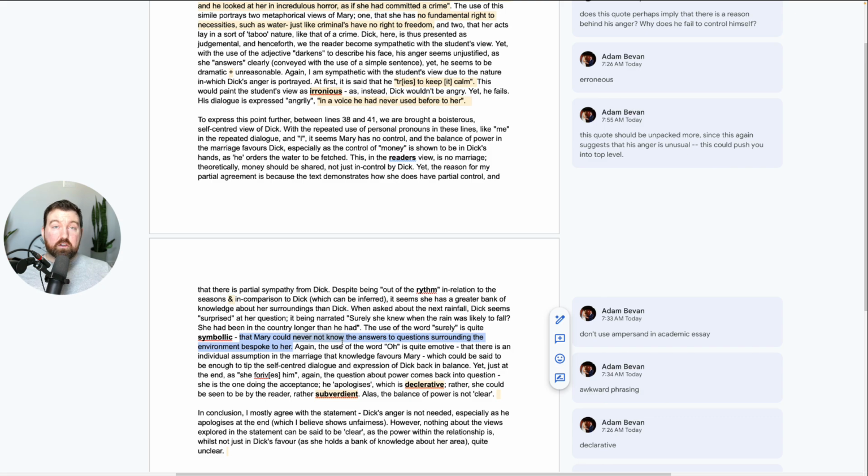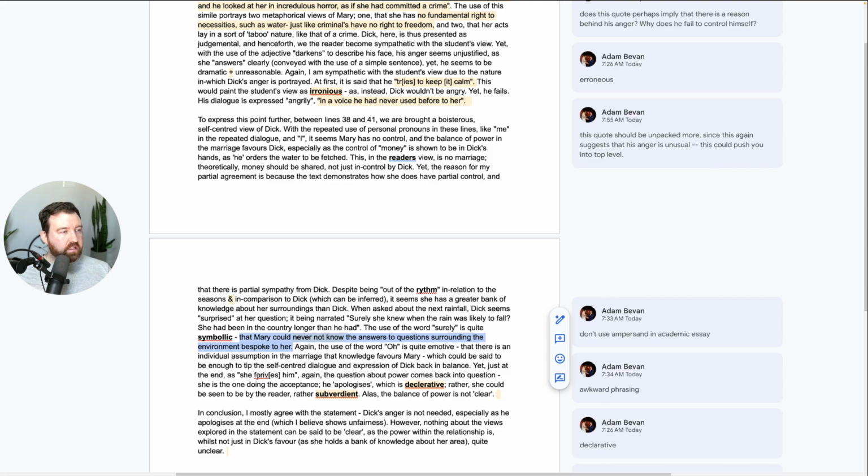And maybe that could relate also to it being a bit unfair that Dick is so angry towards her for using water, since maybe she understands rain cycles and water more than he does. Again, the use of the word "oh" is quite emotive. There is an individual assumption in the marriage that knowledge favours Mary, which could be said to be enough to tip the self-centred dialogue and expression of Dick back in balance.